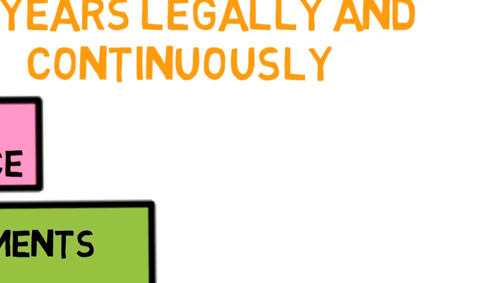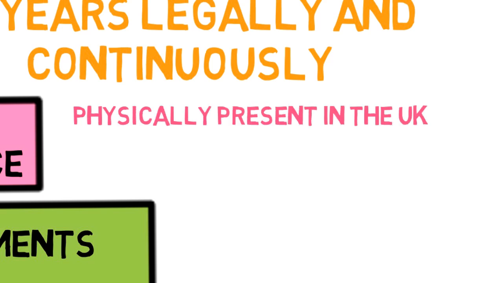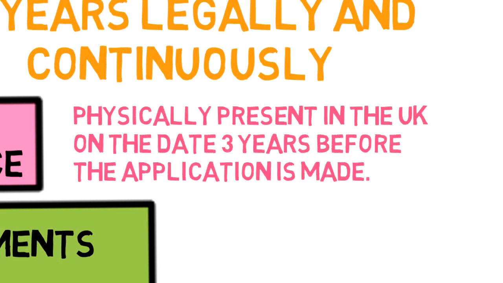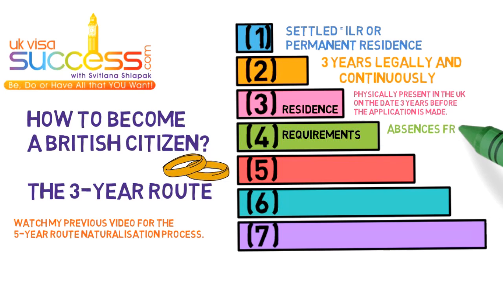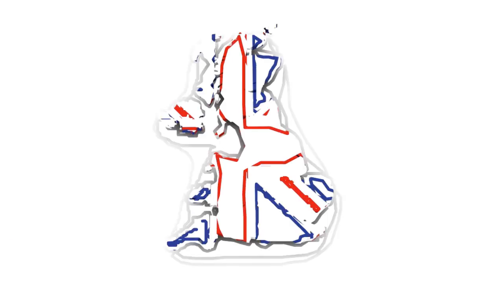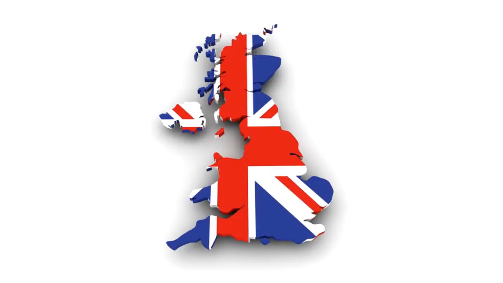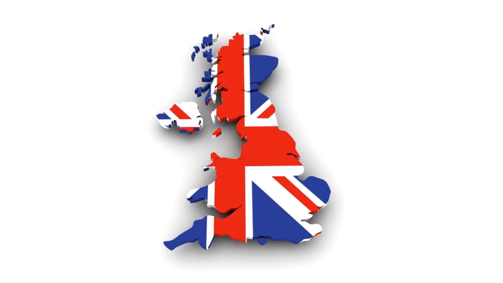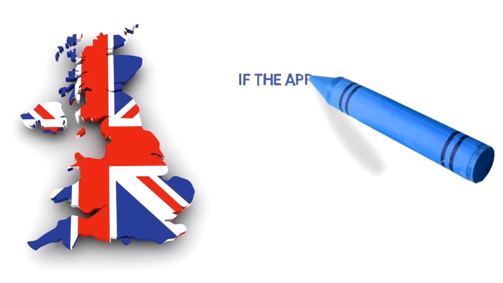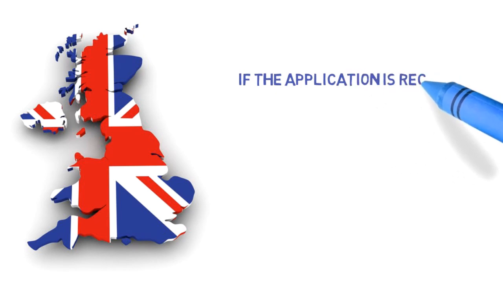Residence requirements can be divided into two parts: your physical presence in the UK and your absences from the UK. Let me explain what I mean by this. Let's start with the physical presence in the UK. You must have been physically present in the UK on the date 3 years before the application is made. The start of the qualifying period is 3 years back from when the application was received.